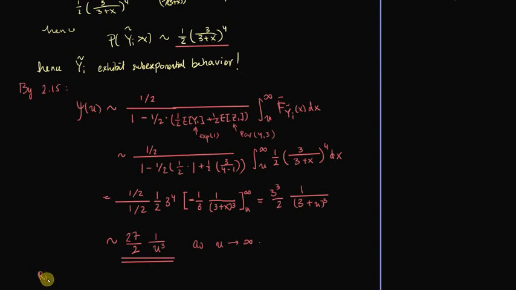So the ruin probability has cubic decay, which isn't as nice as exponential decay, which we can get in the light-tailed case, but we'll take it. So that was the solution of B.